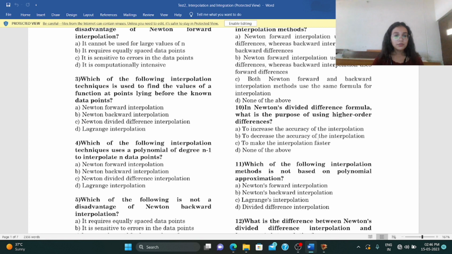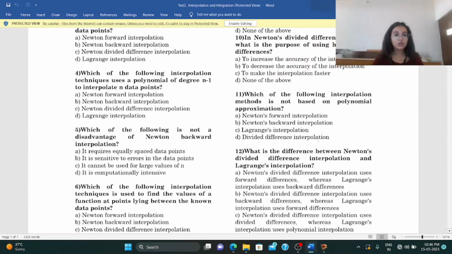Fifth, which of the following is not a disadvantage of Newton backward interpolation? A. It requires equally spaced data point. B. It is sensitive to error in the data point. C. It cannot be used for large value of n. D. It is computationally intensive. Now, the answer is C. It cannot be used for large value of n.